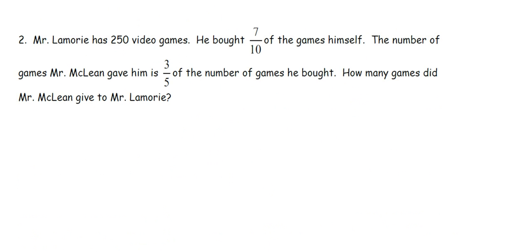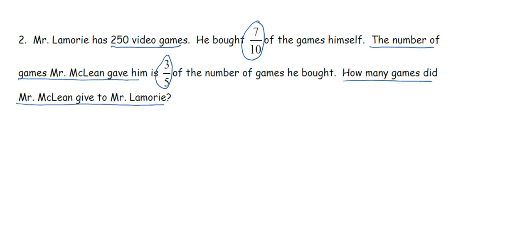In question number 2, I have Mr. Lamori, and he has 250 video games. And from those 250 video games, he actually bought 7 out of 10 of those games. And then the number of games Mr. McLean gave him is 3/5 of the number of games he bought. How many games did Mr. McLean give to Mr. Lamori?